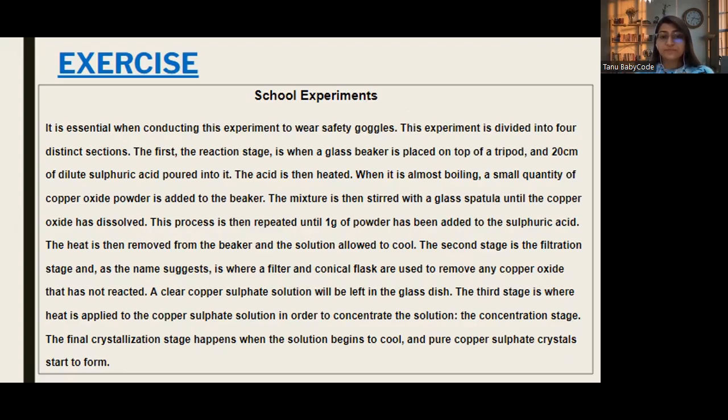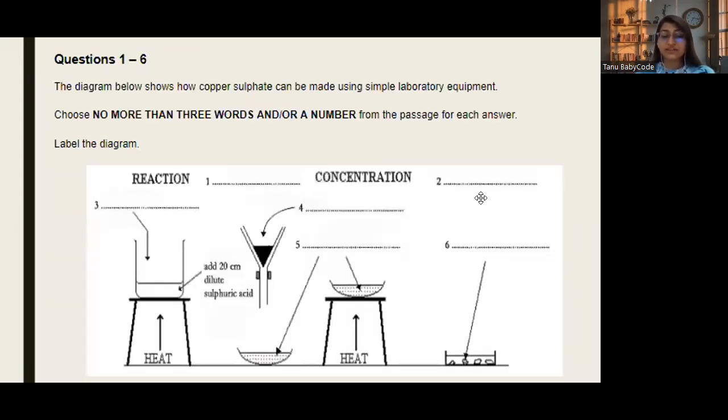Moving forward, what they do next is the mixture is then stirred with a glass spatula until the copper oxide dissolves. The process is then repeated until 1 gram of powder has been added to the sulfuric acid. The heat is then removed and the solution allowed to cool. The second stage is the filtration stage, as the name suggests. So now second is the filtration. That means after reaction, this first blank is the filtration. Now how they do the filtration, let's read.